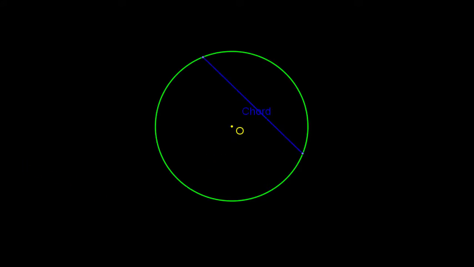Next, let us look at the chord. The chord refers to any line segment that joins 2 points on the circumference of the circle. So as you can see on the screen, the line you are seeing there represents the chord. It doesn't need to be at any specific place, it can be anywhere. Once it's a straight line that connects 2 points on the circumference, we can call it the chord.